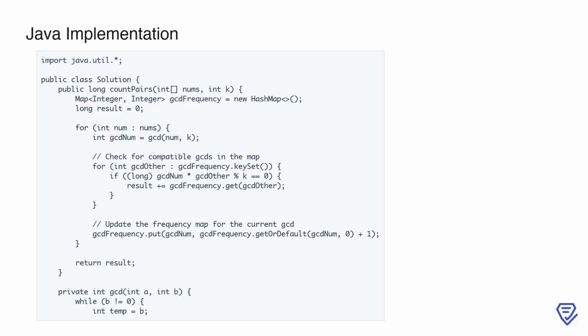Next, we iterate over each number in the array. For each number, we calculate its GCD with k using the helper method gcd. Once we have the GCD, we check the map for any previously stored GCDs that, when multiplied with the current GCD, result in a product divisible by k. If such GCDs exist, we add their frequencies to the result. Finally, we update the map to include the frequency of the current GCD, incrementing its count if it already exists. This ensures that all potential GCDs are tracked for subsequent iterations.